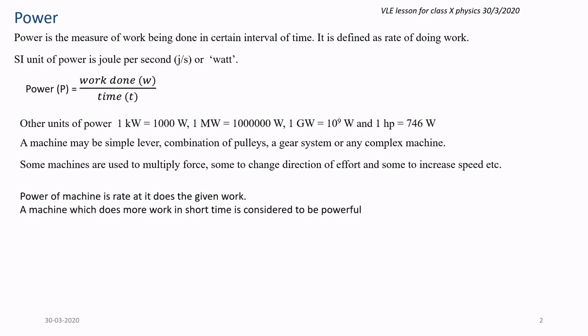Power of machine is the rate at which a machine does a given work. So rate of doing work for a machine is called power of machine, and a machine which does more work in shorter time is considered a more powerful machine. Now for a machine we can have power of machine as force times velocity. So this can be the formula for calculating the power of machine in a nutshell.